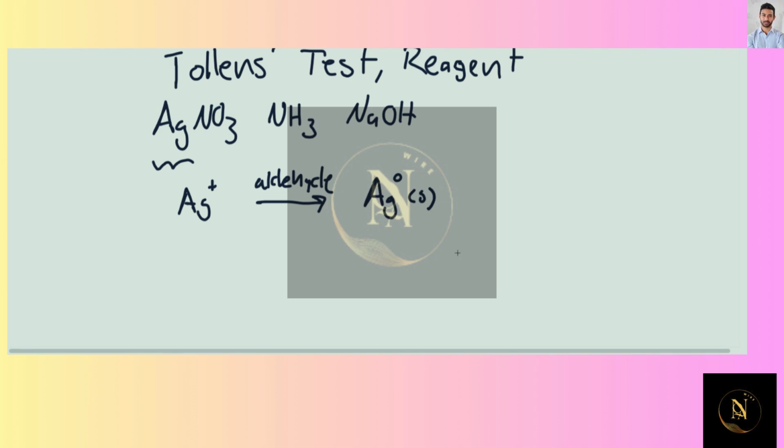So this is a test. And the way you would recognize that this test showed evidence for a reducing sugar is that you would see the precipitation of solid silver out of solution. In fact, this is often deposited as a mirror-like silver substance on the inside of a test tube or beaker.